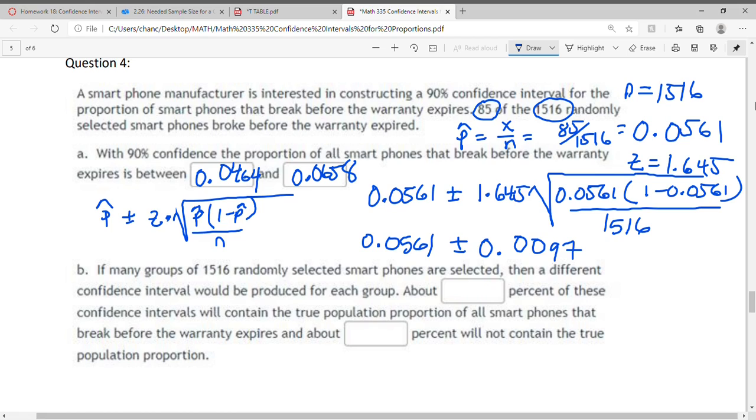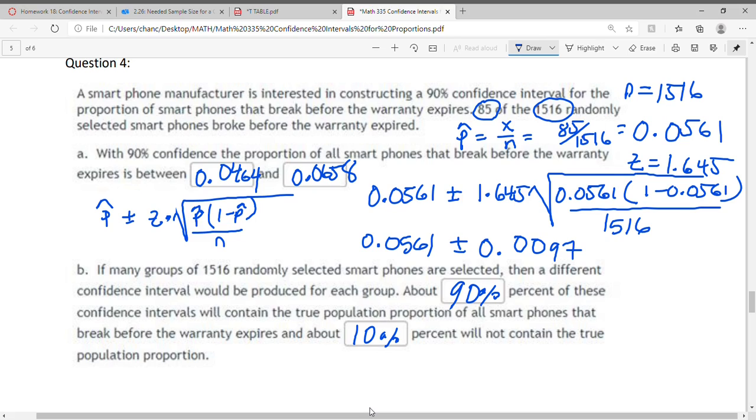Part B. If many groups of 1,516 randomly selected smartphones are selected, then a different confidence interval would be produced for each group. About 90% of these confidence intervals will contain the true population proportion of all smartphones that break before the warranty expires, and about 10% will not contain the true population proportion.